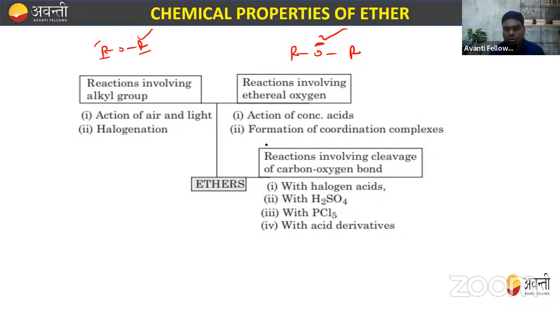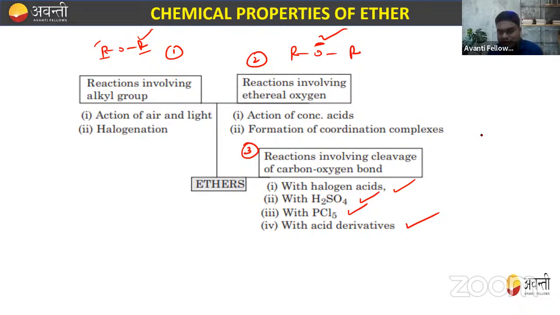Now, one more important reaction. This is the first one. This is the second one. And this is another very important reaction. That is reaction involving cleavage of carbon-oxygen bond, right? So with the halogen acid, with H2SO4, with PCl5, with the acid derivative. So we classify the chemical properties of ether into three types.